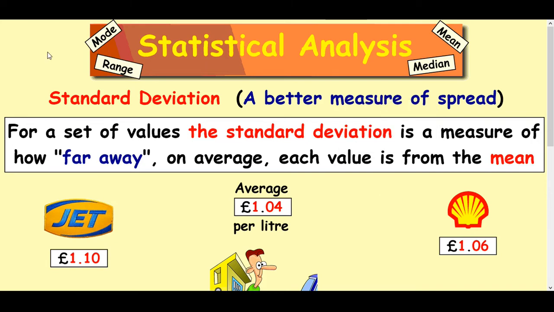Hi there. In this lesson, we're going to look at something called standard deviation. The title here says standard deviation, a better measure of spread. You might be thinking, well, why? What's a better measure of spread? What is a measure of spread? If you're talking about data values, it's how spread out the information is.